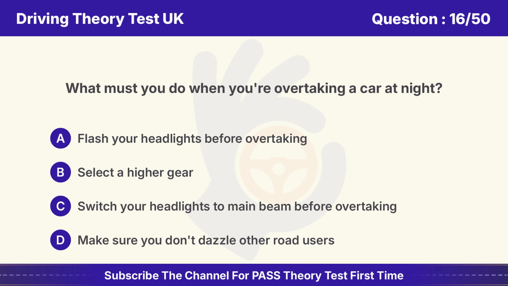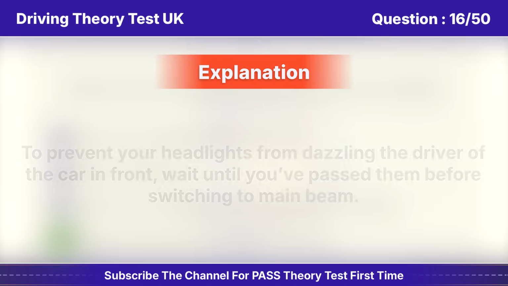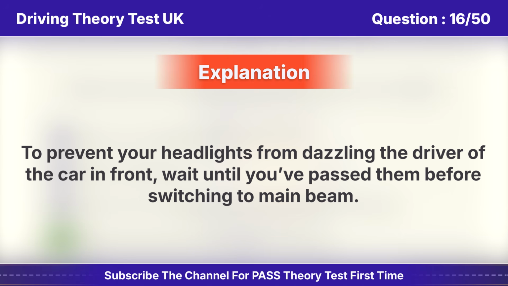Question 16. What must you do when you're overtaking a car at night? Answer is D. Make sure you don't dazzle other road users. To prevent your headlights from dazzling the driver of the car in front, wait until you've passed them before switching to main beam.